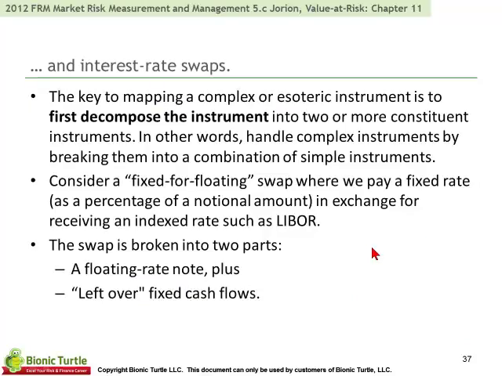The key to mapping a complex or esoteric instrument is to first decompose the instrument into 2 or more constituent instruments. And so we know what to do with the swap, don't we? Because in the valuation, one of the 2 methods is to break that swap into its economic equivalent, a floating rate bond plus a fixed rate bond. So in this case, a floating rate note plus the leftover fixed cash flows.